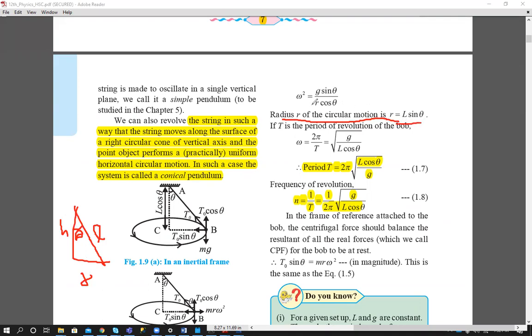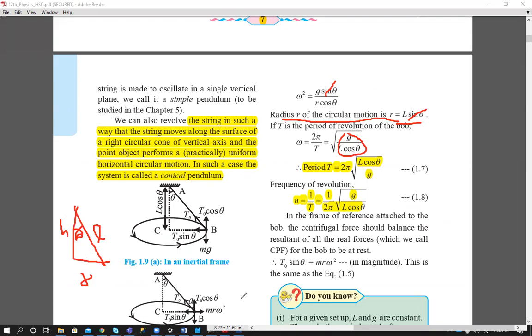So just replace r equal to L sin theta. This sin theta gets cancelled. What you get? Omega equal to what? Root of g by L cos theta. Okay, I hope you understood.